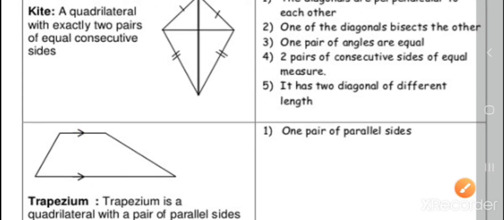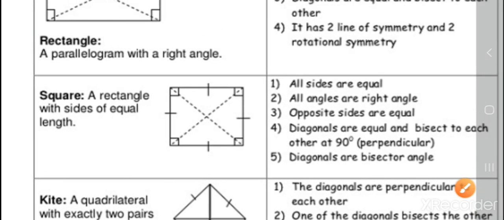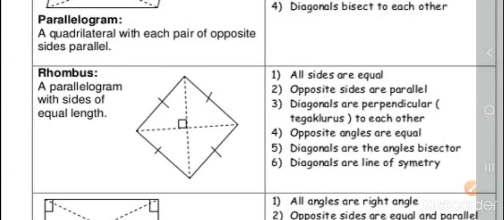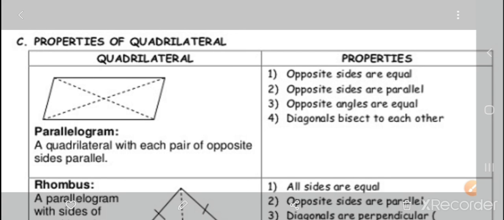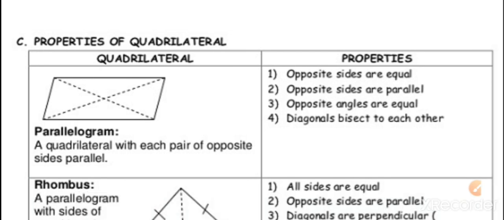Okay. Trapezium, kite, square, rectangle, rhombus, parallelogram. Okay. Now we'll go to the next topic.